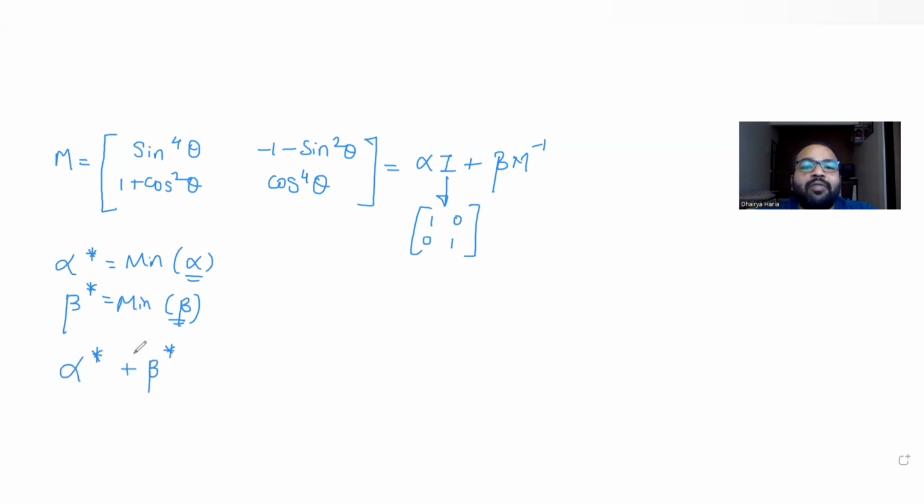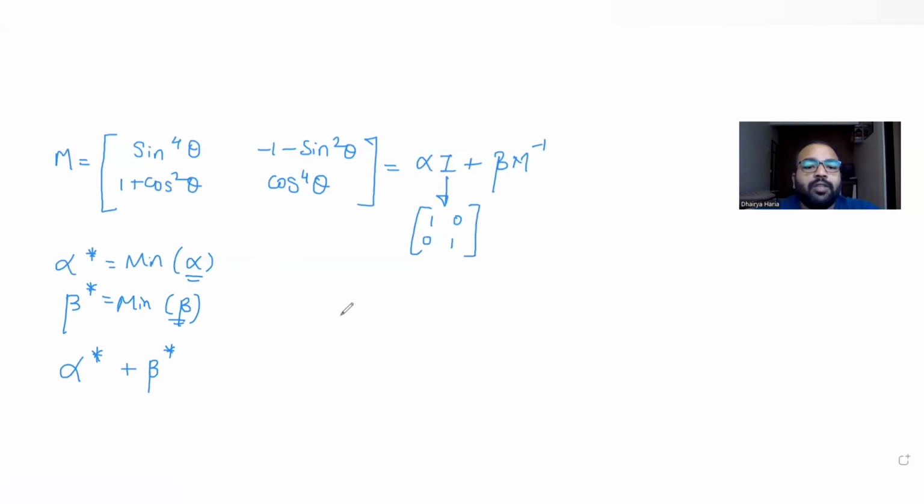So basically we need to find the sum of the minimum value of alpha and the minimum value of beta. Four options are given to us. Let's see which solution fits for this question. So let's start with the solution first.